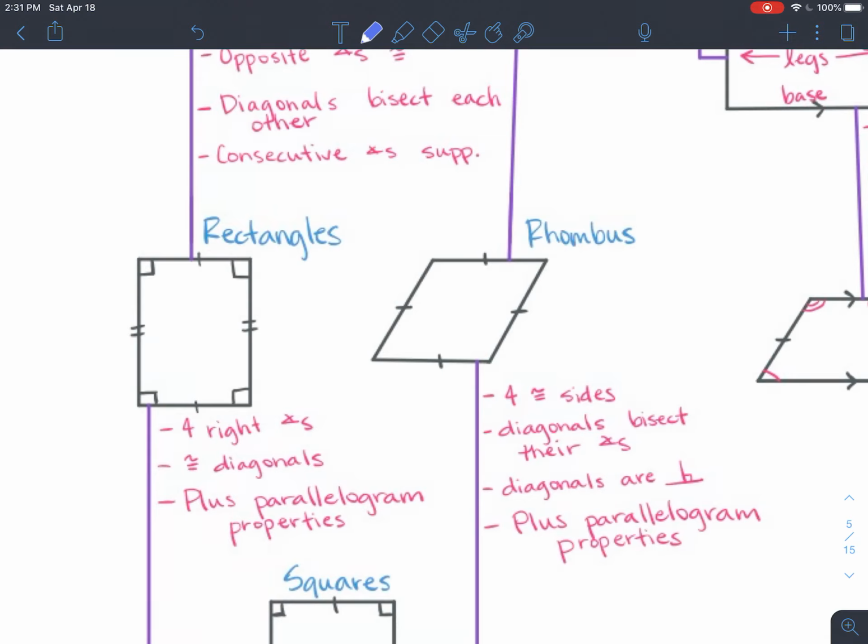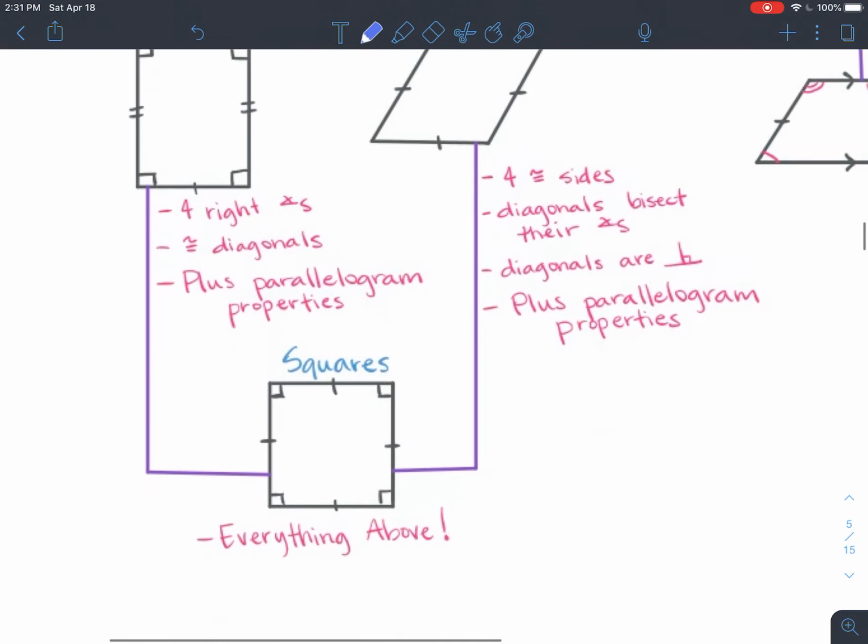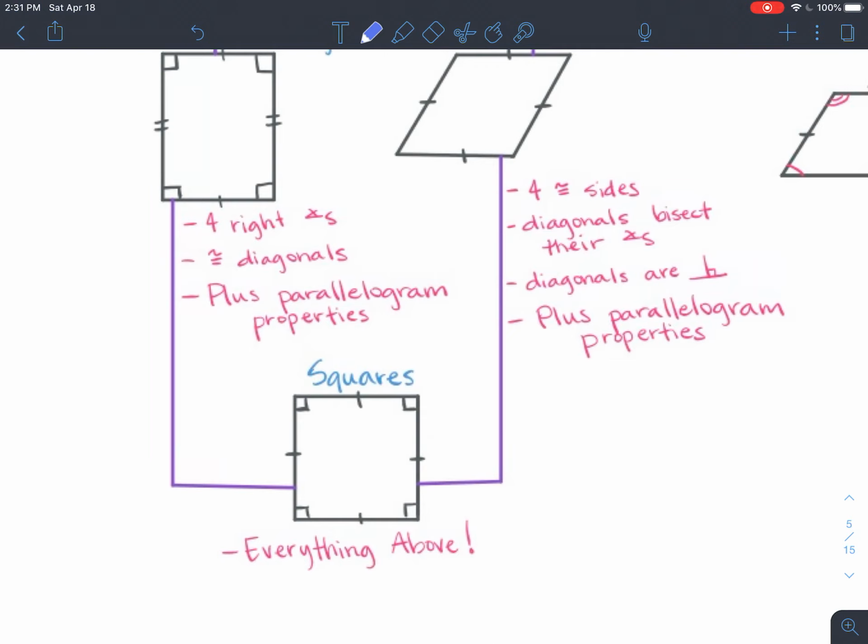We have 4 right angles, and as soon as we take that squished rectangle and add in those 4 right angles, I now have congruent diagonals. So not only do those diagonals bisect each other, they are also congruent to one another. For our rhombus, we include 4 congruent sides, and also with the rhombus, our diagonals bisect the angles that they meet, and our diagonals are perpendicular, plus everything from up above. And for our squares, anything listed in that parallelogram section applies to our squares.